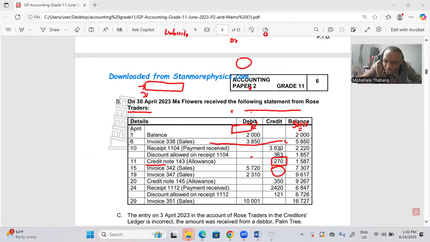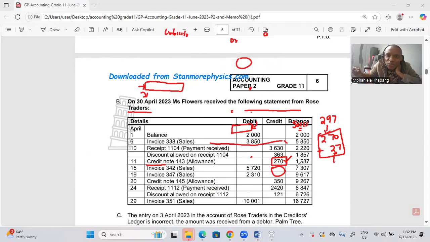So yes, they are recording this 270 on the credit side. They are recording on the correct side, but they are using a wrong figure. Remember, the figure must be 297. So 297, they only recorded 270, which means there is a shortage of 27. So we must go rectify this mistake.